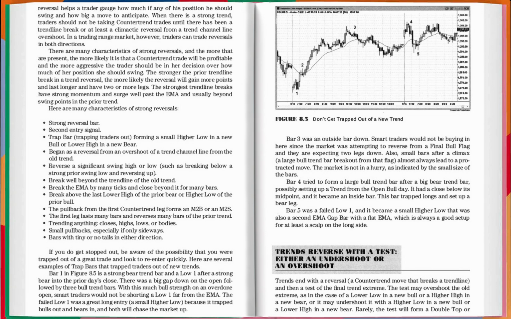There are many characteristics of strong reversals, and the more that are present, the more likely it is that a countertrend trade will be profitable, and the more aggressive the trader should be in her decision over how much of her position she should swing. The stronger the prior trendline break in a trend reversal, the more likely the reversal will gain more points and last longer and have 2 or more legs. The strongest trendline breaks have strong momentum and surge well past the EMA and usually beyond swing points in the prior trend. Here are many characteristics of strong reversals. Strong reversal bar. Second entry signal. Trap bar, trapping traders out, forming a small higher low in a new bull or lower high in a new bear.